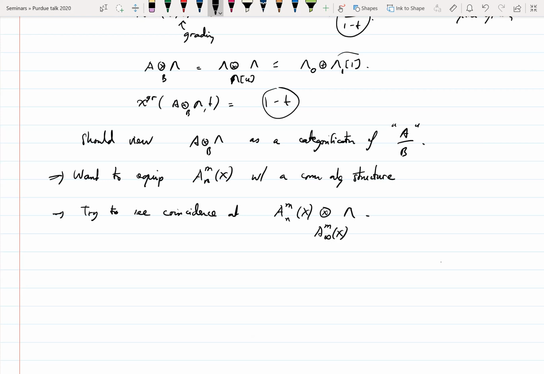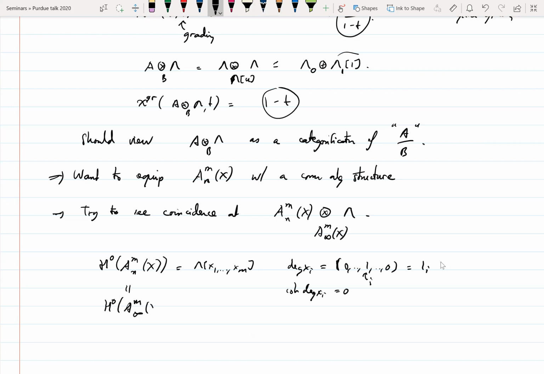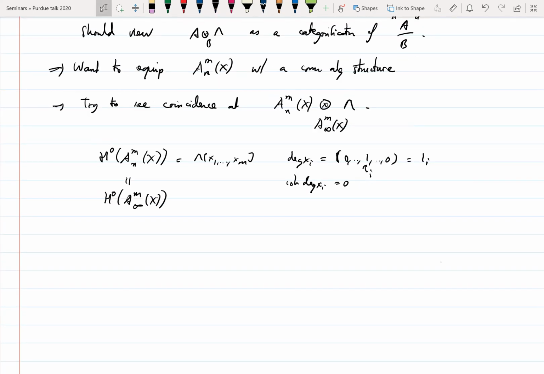So because our space X is connected, note that H0 of A, M, N, S, X is a disjoint union of all these pieces, and each of these pieces is connected. So H0 just picks out the connected components. So this is lambda of X1 all the way to Xn, where the degree of Xi is 1. So it's 0, 1, 0, in cohomological degree 0. And this is the same for the infinity one as well. Okay, so that's the first thing.